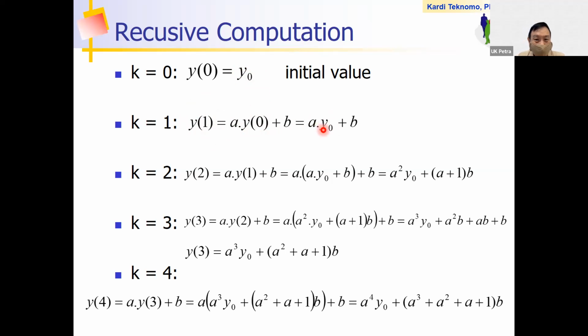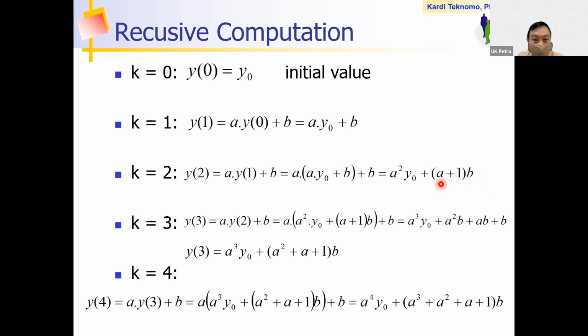Let's go to k equals 2. You apply the same formula. y2 equals a times y1 plus b. Y1 I already know, so I put it inside here. Now I just simplify. a times a is a squared, then a times b, and then plus b, so I have (a plus 1) times b. This is just simplification, just algebra.